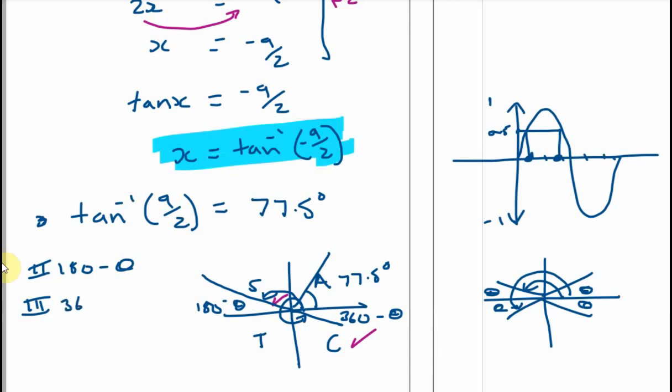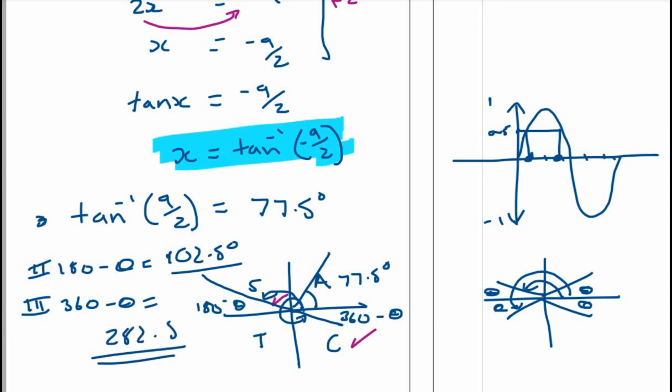Again, some people just remember these. Some people just say, I can remember that, fine. Cool, that's no problem. That's not exactly how I go. So 180 minus theta for quadrant 2 is 102.5 degrees. And in quadrant 3, 360 minus 77.5 is 282.5 degrees.